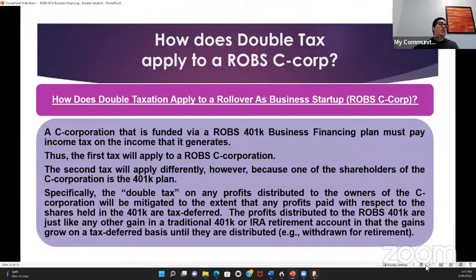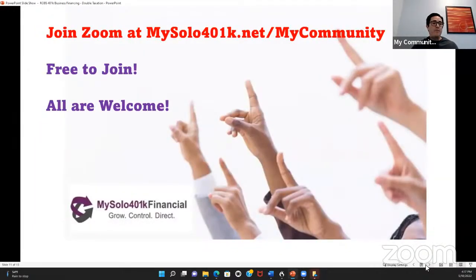So profits on shares that are held in the 401k are going to grow inside the 401k on a tax deferred basis. So the profits distributed to the ROBS 401k are just like any other gain in a traditional 401k or IRA account, in that the gains grow on a tax deferred basis until they are distributed, withdrawn for retirement. So as you can see, therefore, that second tax that's part of the double tax is not applying to the dividends or profits that are attributable to the shares that are held in the ROBS 401k. So that's the answer to the question.